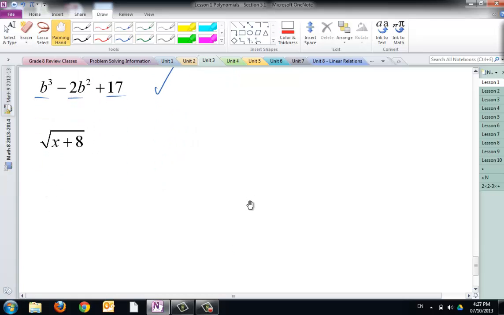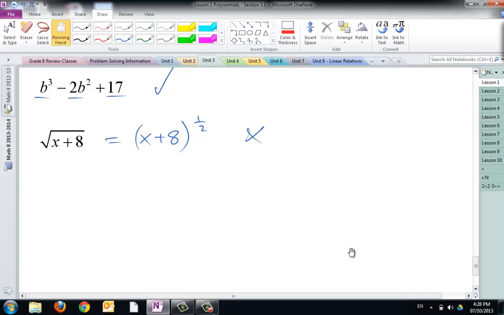And this last guy, it's a bit different. It is a square root of a binomial, but that square root sign is the same thing as a fractional exponent. You'll look at that later on in your math career. And in our case, that is not a polynomial, having that fractional exponent disqualifies that from being a polynomial.